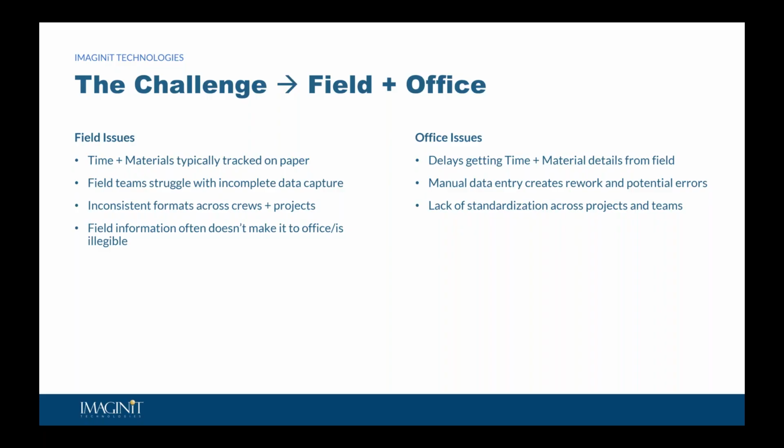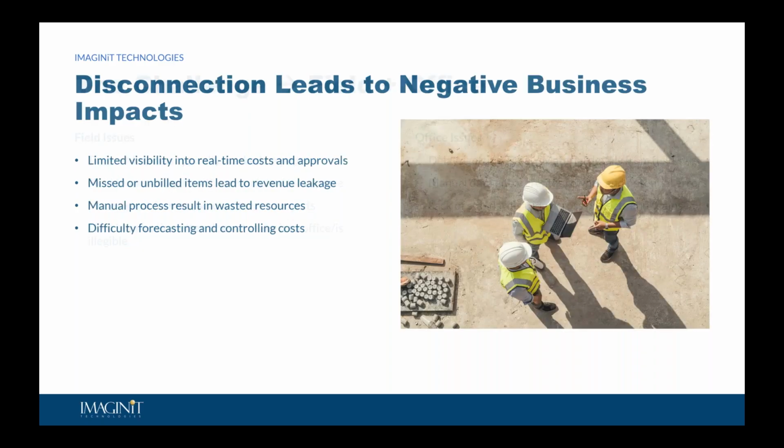So not only does this create a lot of rework, we have a lot of re-entry, recording that information in the field and then having to re-record it in the office, but it also tends to introduce errors and delays that ripple through budgets, invoices, and forecasting. So this disconnection between field and office leads to a lot of real business impact. Let's talk a little bit more about that.